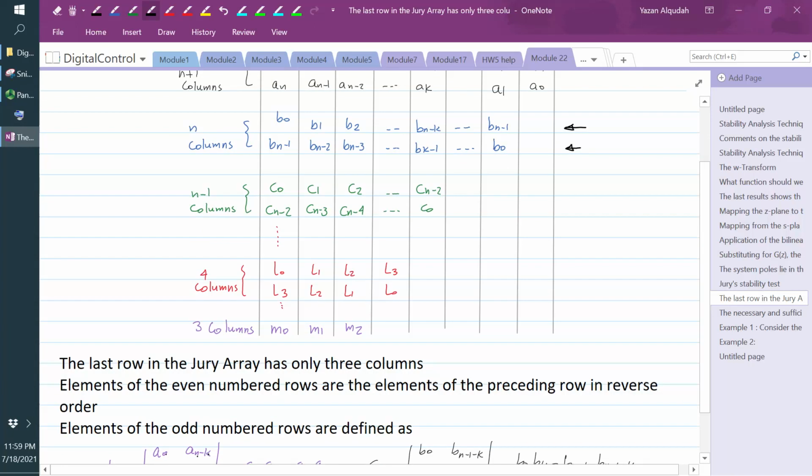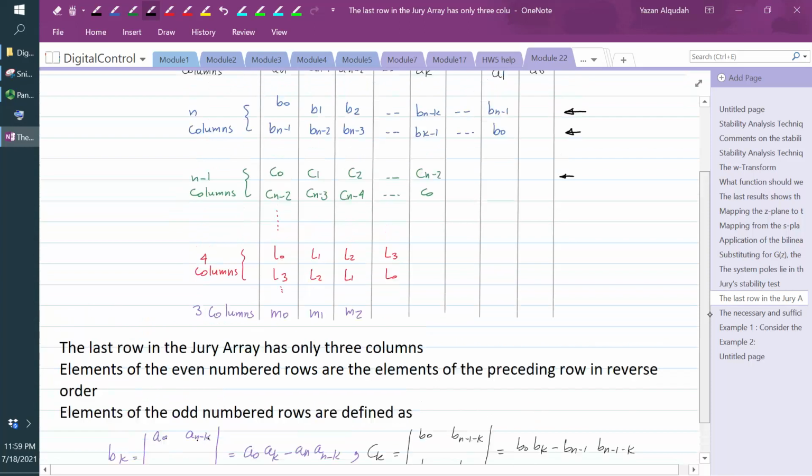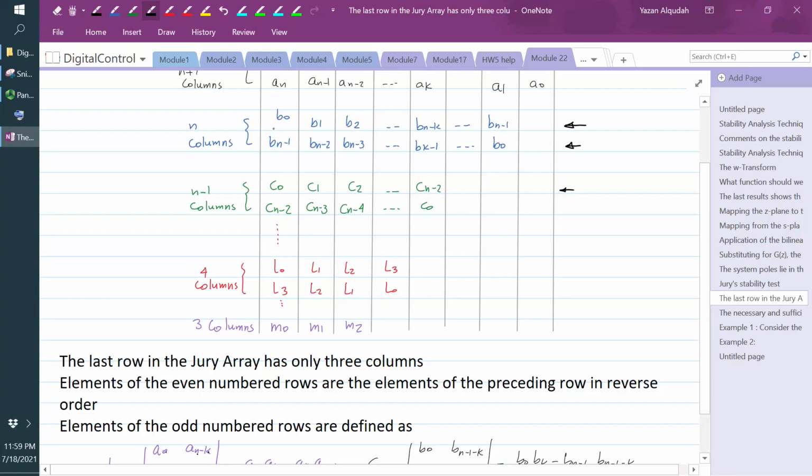I'm going to calculate this row, the c's, and again the c row is going to be calculated using the two rows that are above it, which means the b's. So the c_0, c_1, c_2, all the way to c_(n-2), we're going to use the b's to calculate them. Each row uses the two rows that are above it to calculate, and the row below it is going to be just a rearrangement of the terms. Okay, so we continue doing this.